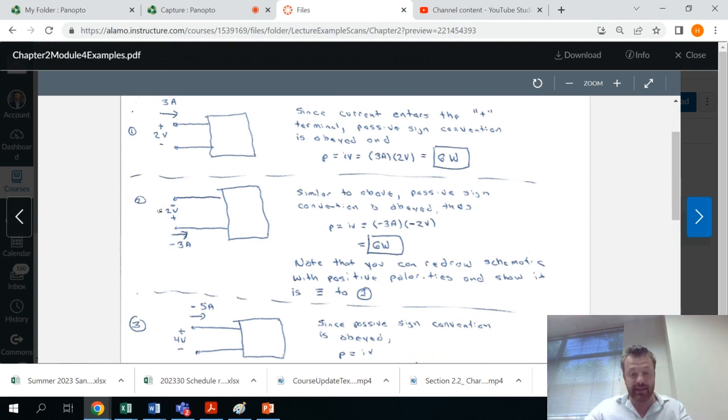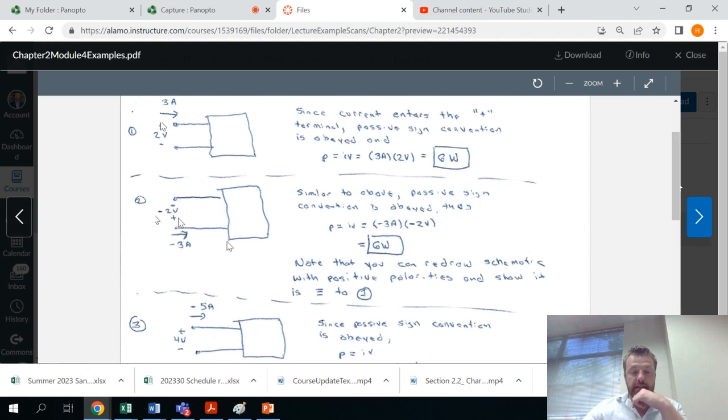It just so happens the I and V numbers are negative. So when you do that multiplication, you get 6 watts. And you might ask yourself, well, how? It seems like it's the same number. What's really going on? Well, remember, whenever you have a voltage with plus on the bottom and minus on the top, you can swap the polarity as long as you change the sign. So plus on the bottom, minus on the top, minus 2 volts is the same as plus on the top, minus on the bottom, positive 2 volts.